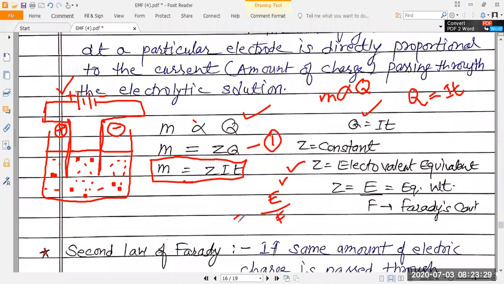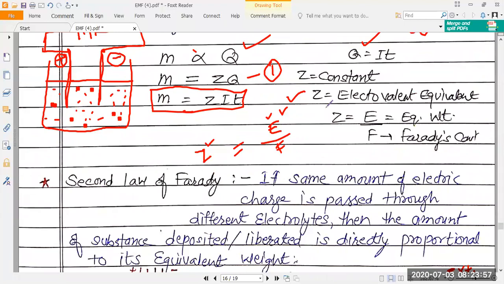And the value of E divided by F is Z. And what is Z? Z is the electrovalent equivalent. Now the question arises: what is E and how can we find the value of E? It is the electrovalent equivalent weight, and equivalent weight we have learned in class 11 in the mole concept.